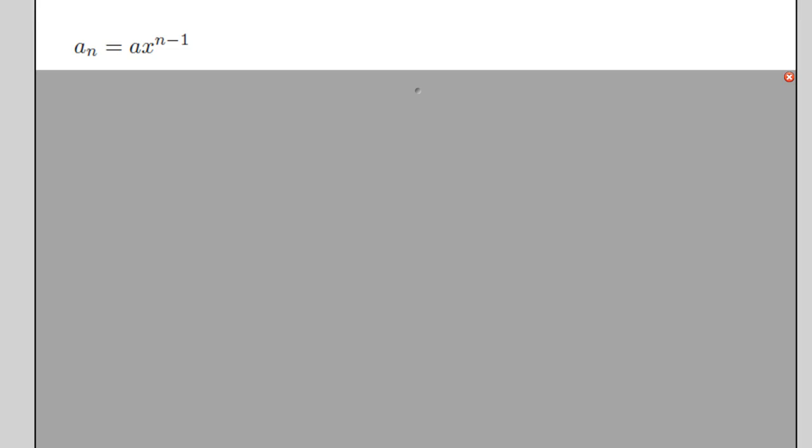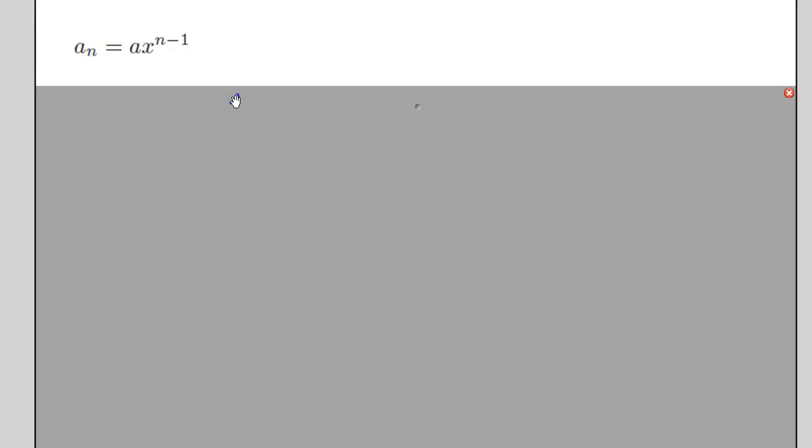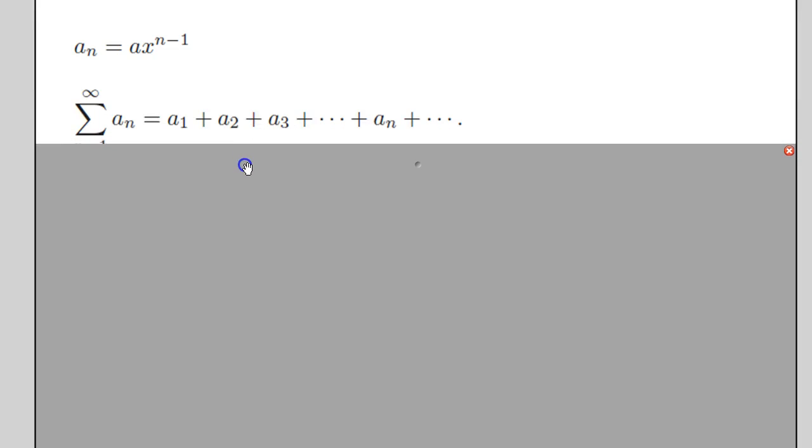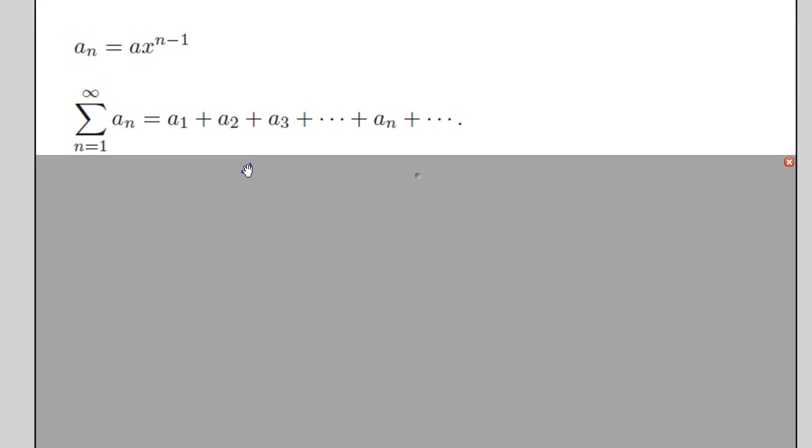So if you remember, we're talking about geometric sequences. This is a geometric sequence as well, and we're going to look at all the terms of the sequence. If we were to sum them up, what would they sum up to? Well, it's an infinite sequence, so we don't really know exactly what it's going to sum up to.